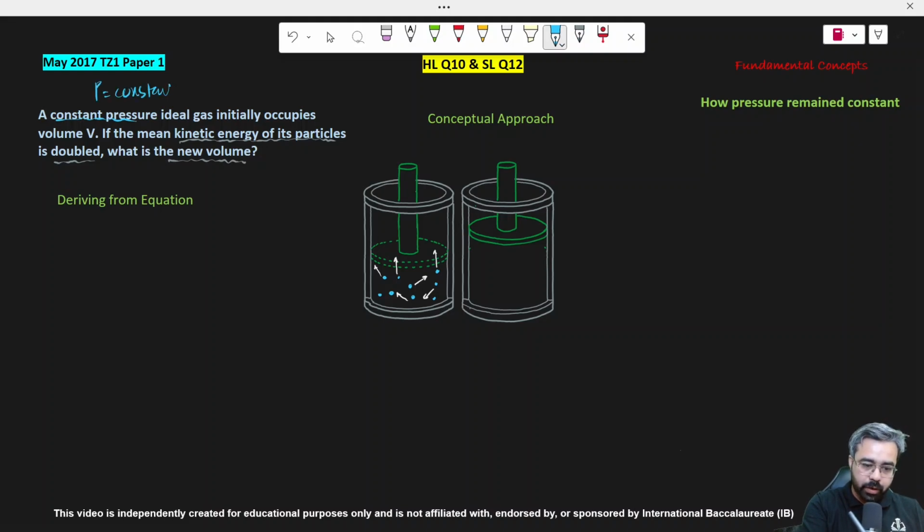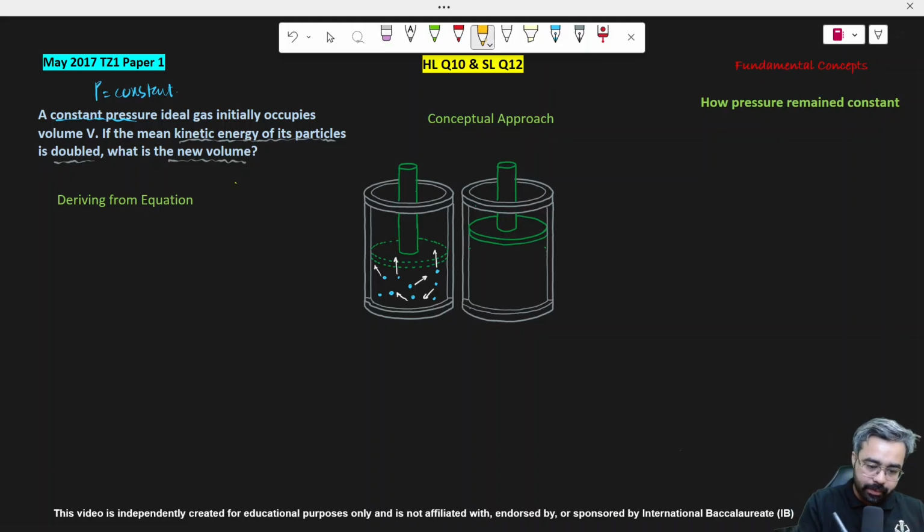So first of all, we will find out the result by having an equation, an accurate result, but I will also tell you the conceptual side, that actually how the pressure was constant and the volume should increase or decrease. So stick with the video. Finding the answer from the equation is so easy, right?